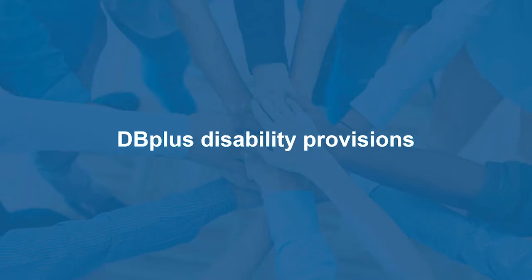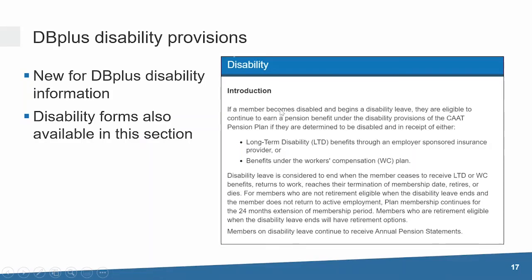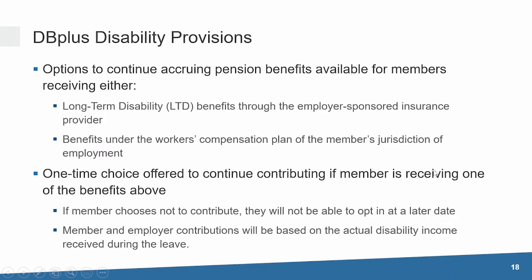Now let's review disability provisions for DBplus members. The employer manual now has information on how to administer disability benefits for DBplus members. You will find this under the disability section. We've also added new content to the employer manual with regards to new guidelines for DBplus disability processes. We'll start with a brief overview of those guidelines and then show where it's located in the employer manual.